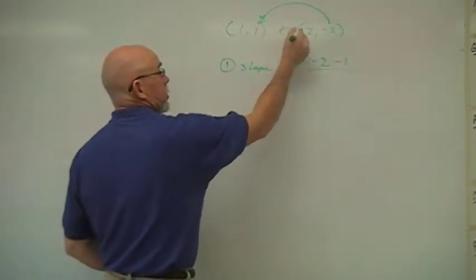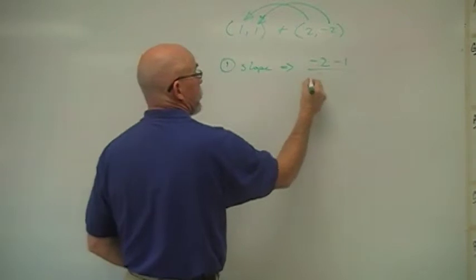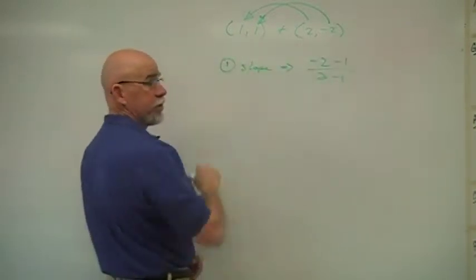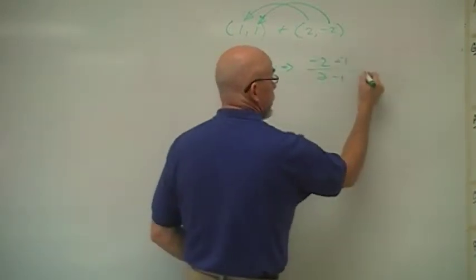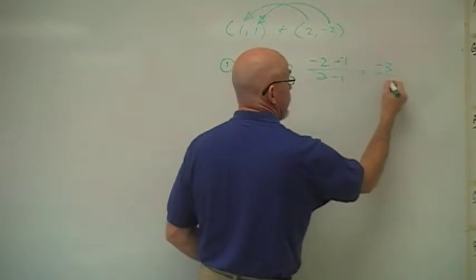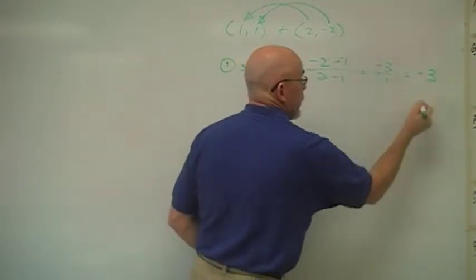If we have a couple of points, we find the rise by taking the y coordinates and subtracting in the same direction. I'm going to subtract the y's, and for the run, the x's. And so the slope is -3.